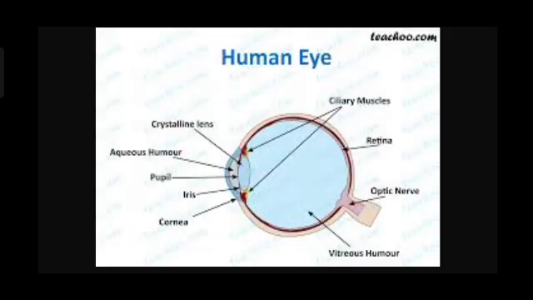The human eye. Eye is one of our most important sense organs. The eye enables us to see the various objects around us. The main parts of the human eye are cornea, iris, pupil, ciliary muscles, eye lens, retina and optic nerve.